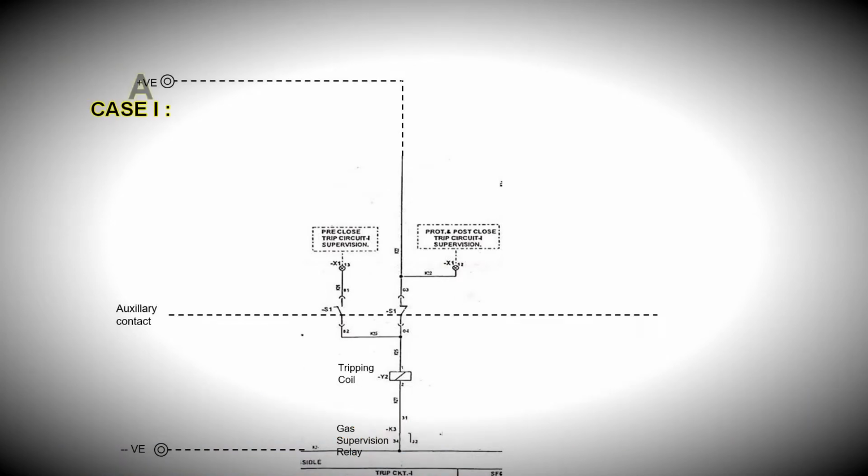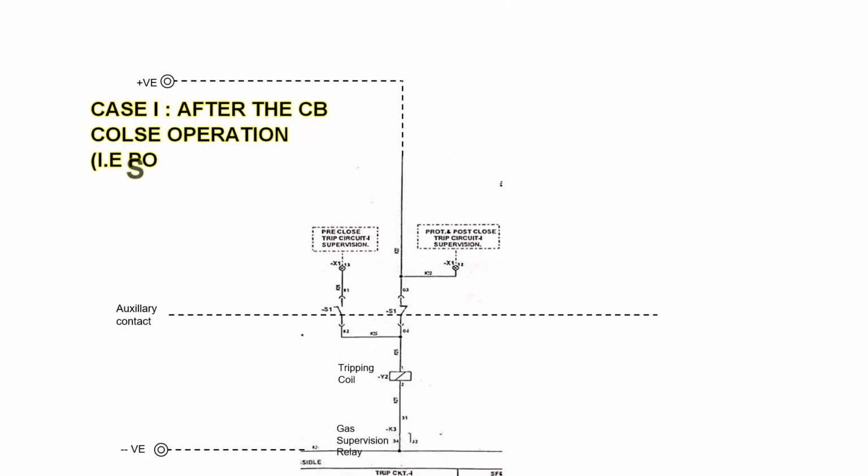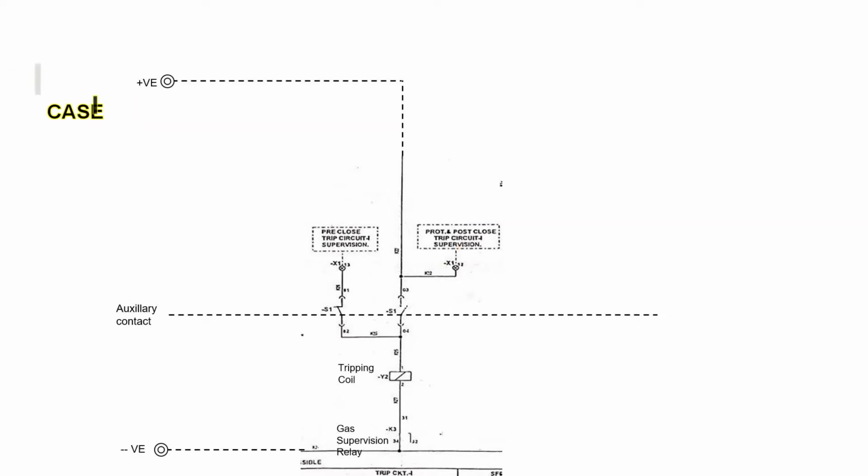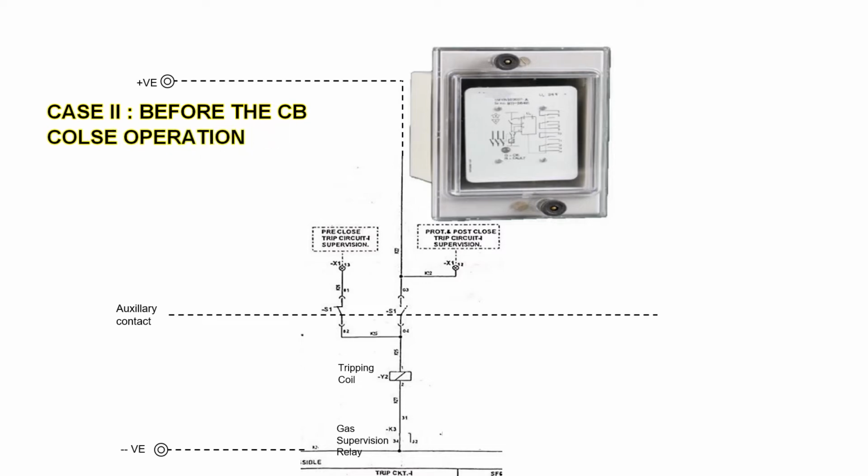Let us consider case 1. After the circuit breaker closes, the auxiliary contacts are connected like this and the TCS relay is connected to it, and hence such a condition is called post-close trip circuit supervision. Now, let us consider case 2. Before the circuit breaker closes, the auxiliary contacts will be like this and the TCS relay is connected to it. Such a condition is called pre-close trip circuit supervision.